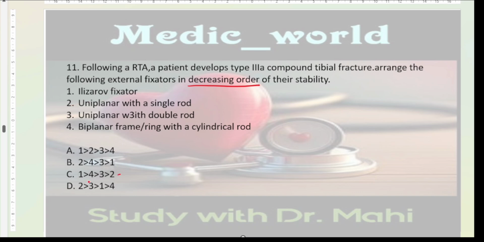In option C, let's check the other statements. One is Ilizarov, then a biplanar frame or ring with cylindrical rod, then uniplanar with double rod, and the last one is uniplanar with single rod. So the answer is option C.